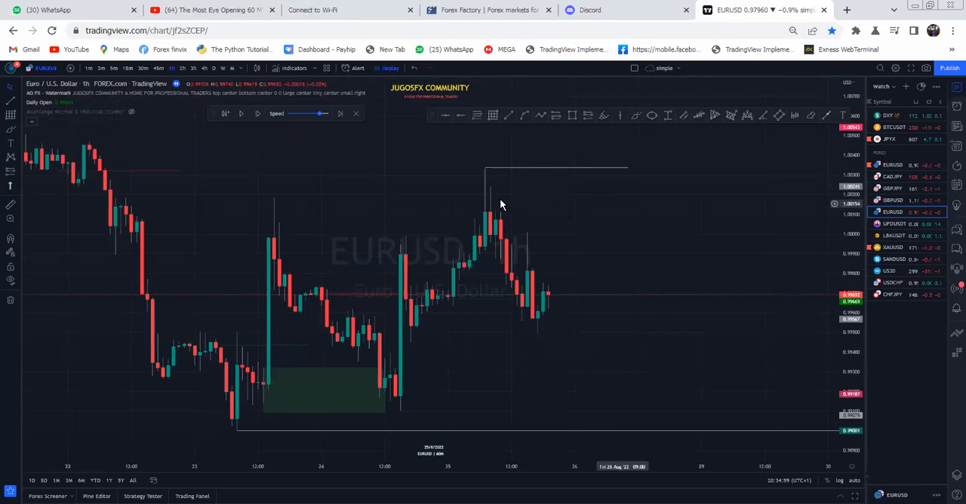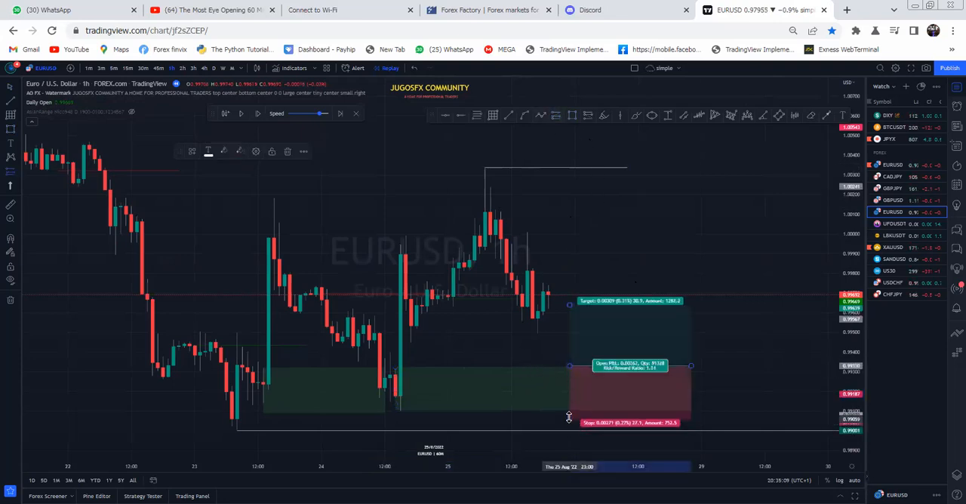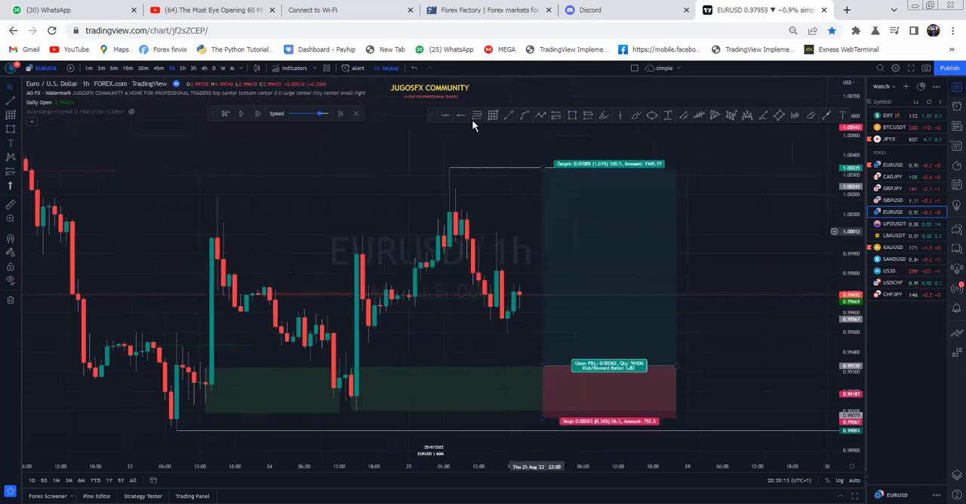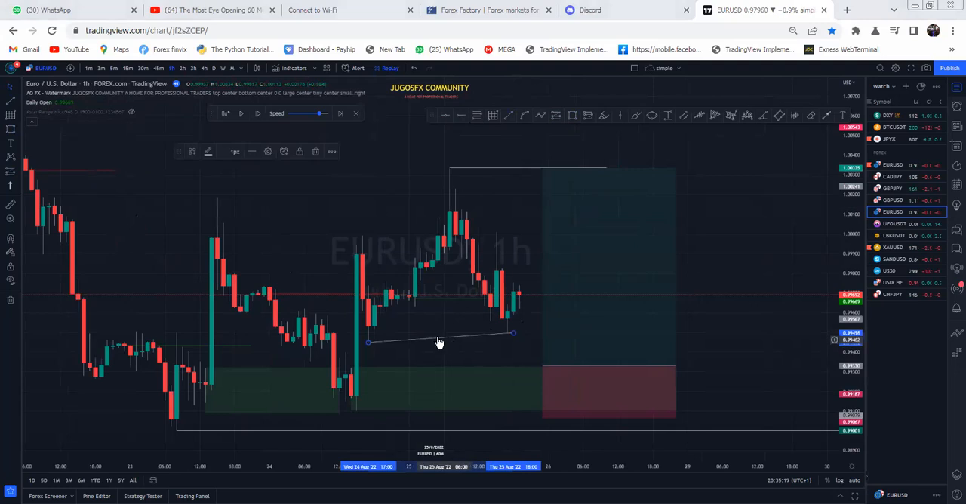That will be our external range liquidity. So I'll just simply mark this. I'll say, okay, my buy entry is from this order block. My stop loss is below it, and my target is this external range liquidity. Now, where is the internal range liquidity? Look at this area. This is a trend line. This is a trend line phantom.